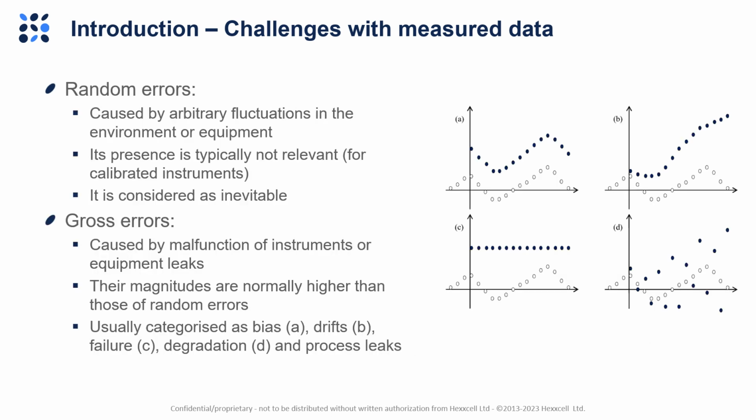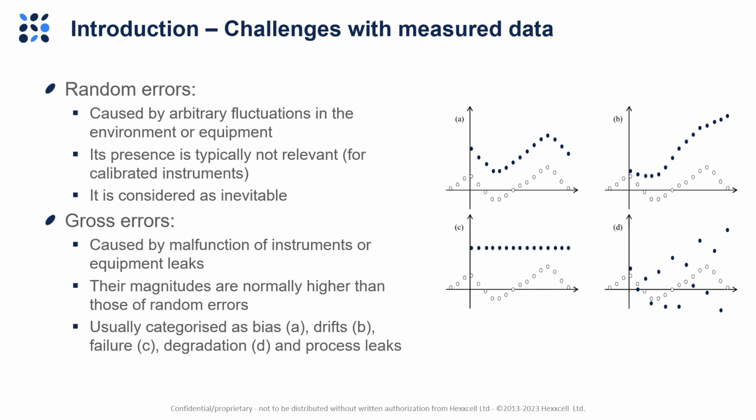When dealing with measurement error, we account for two different types. The first one is the random error, which is mainly caused by random events, such as fluctuations in the environment or equipment. Their magnitude is typically low relative to the measured value, and it is considered to be inevitable. The second type of measurement error is a so-called systematic or gross error. Its major cause is equipment or sensor malfunctioning, and its magnitude is normally higher than those of random errors, and that is why they pose a significant challenge when dealing with measured data.